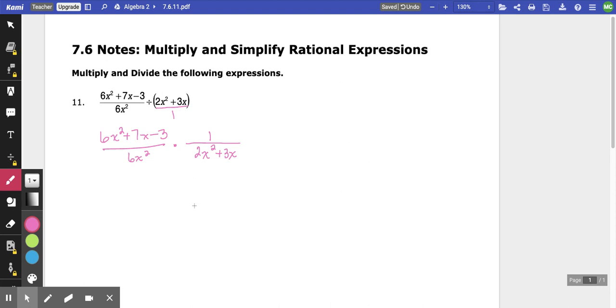Okay, so now once again, rather than trying to multiply the tops and multiply the bottoms, I'm going to factor first so I can look for things that can be canceled out with the numerator and the denominator. Now my first numerator is a little bit more interesting factoring problem. So I'm going to do a little bit of scratch work on the side for this one.